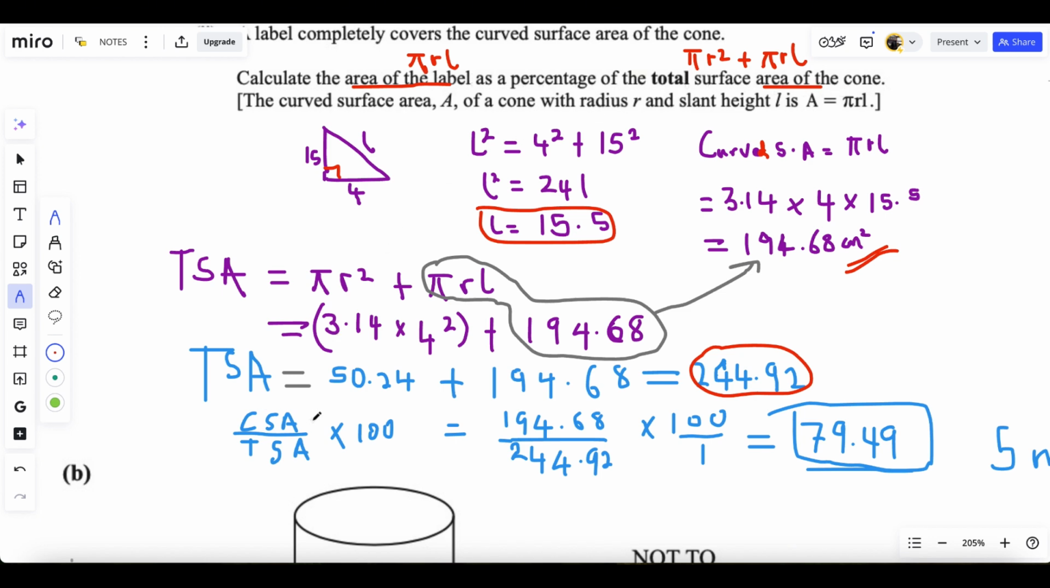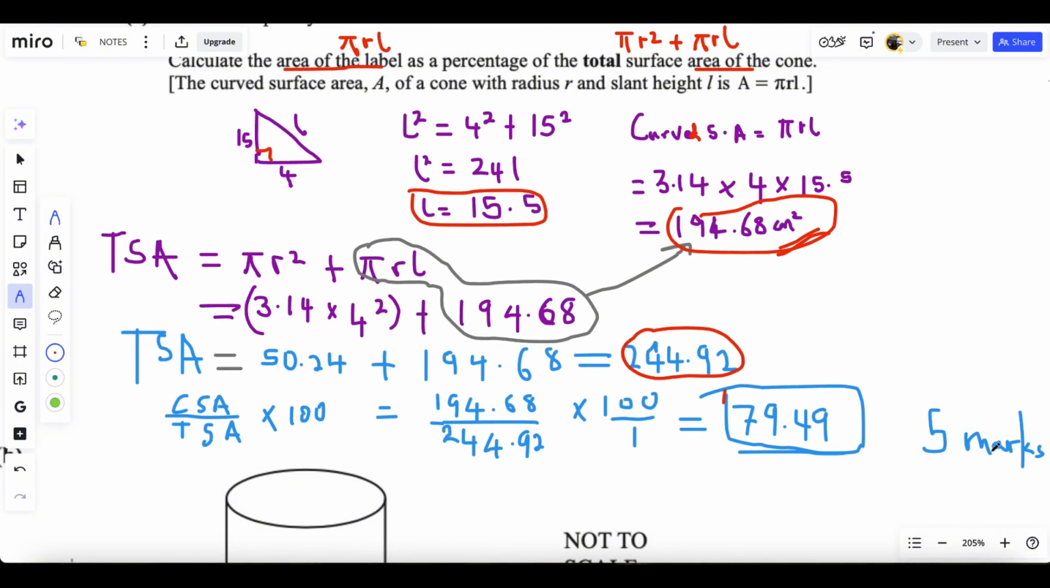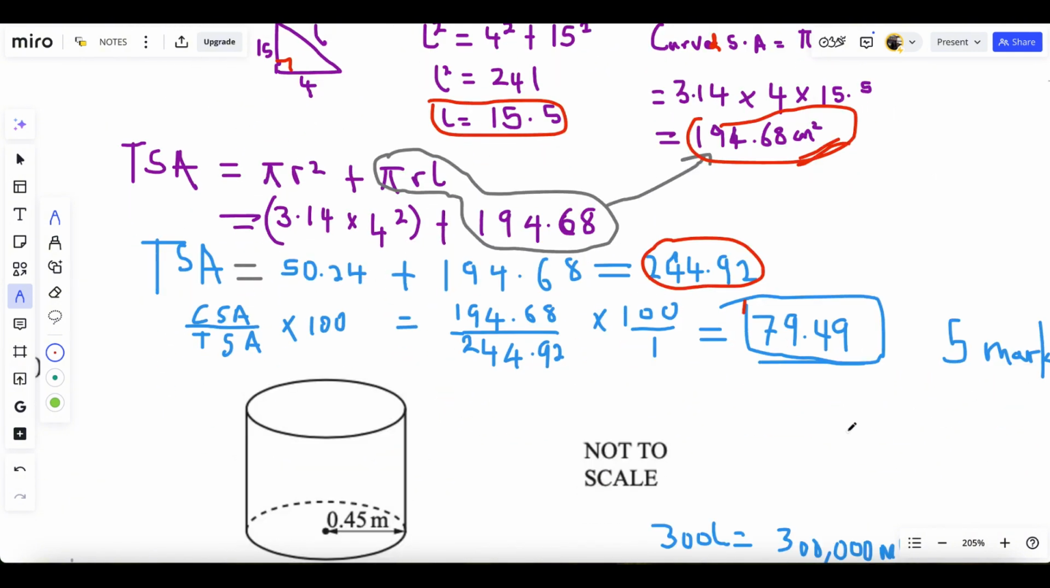So you say the curved surface area over the total surface area multiplied by 100, because any percentage, you have to multiply by 100. So we say the curved surface area, which we got earlier on, which is 194.68, divided by 244.92 times 100 over 1. So that will give us 79.4 or 79.49 or 79.5%. This is 5 marks of the question paper.